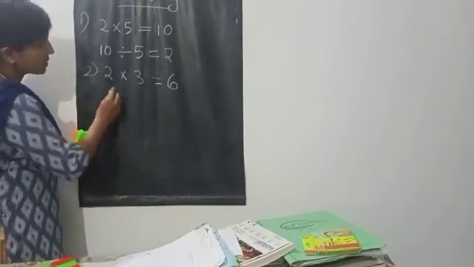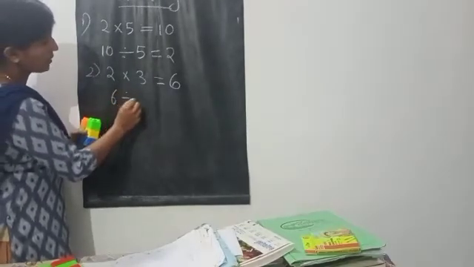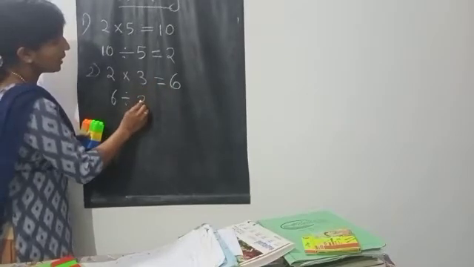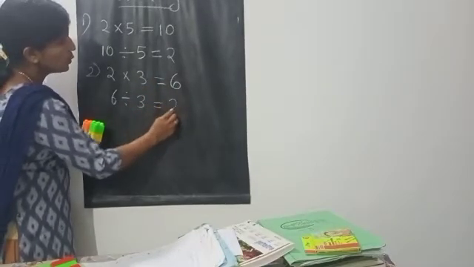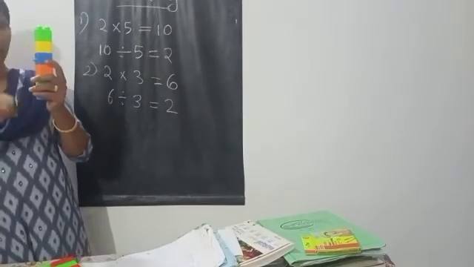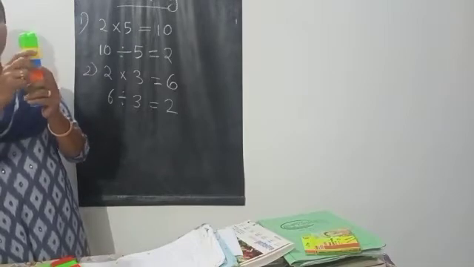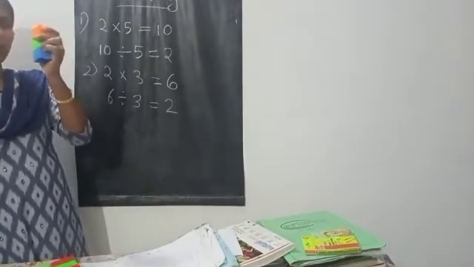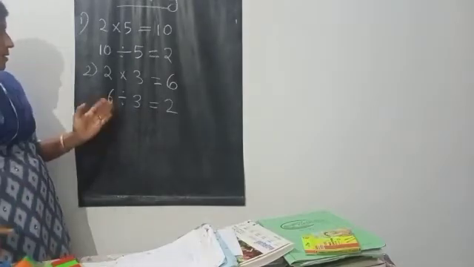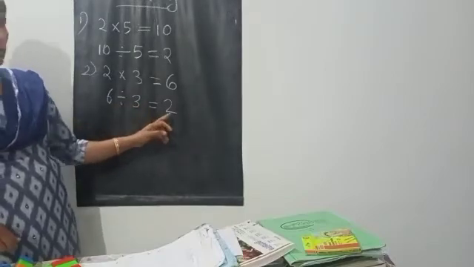So 6 divided by 3 is equal to 2. Then this is total 6. I am dividing it into sets having 3 each. Then how many sets did I get? I got 2 sets. So we can say 6 divided by 3 is equal to 2.